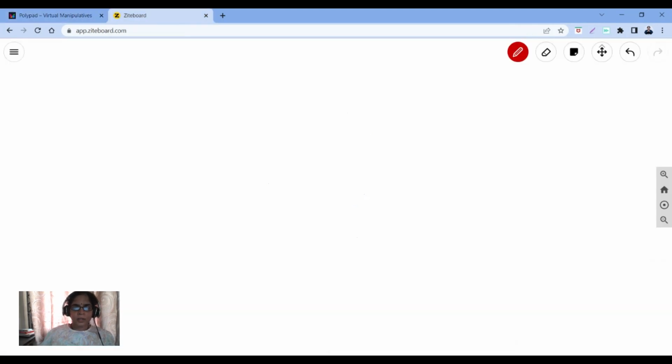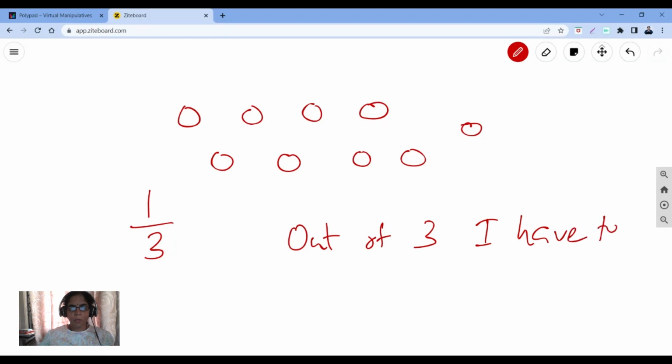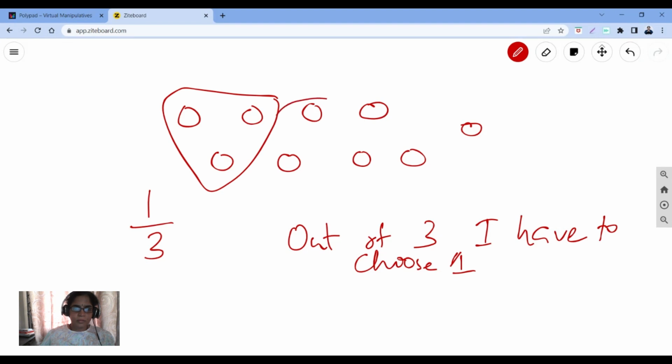The other way is that I have this many circles. Now I'm asking for one third of this. But here there's no three. What is the meaning of one third? Out of three, I have to choose one. But I don't have a three here. So what do I do? I make three groups.